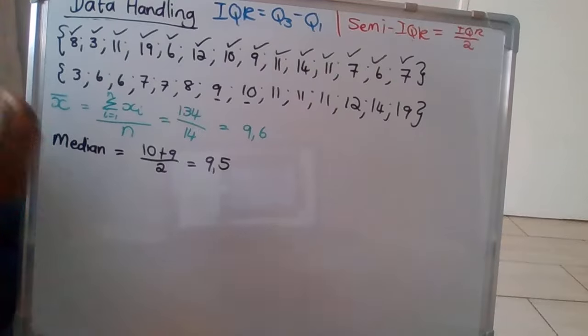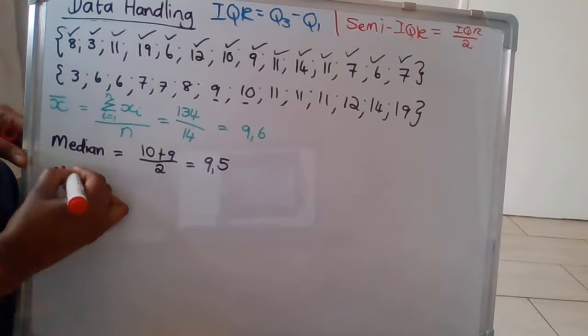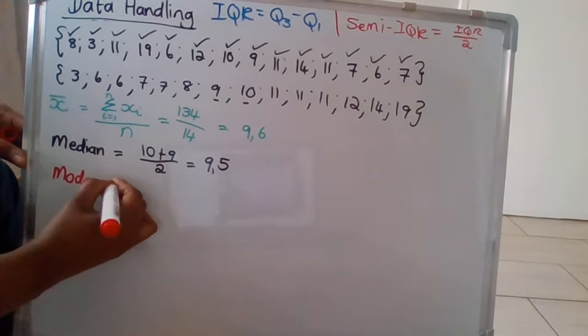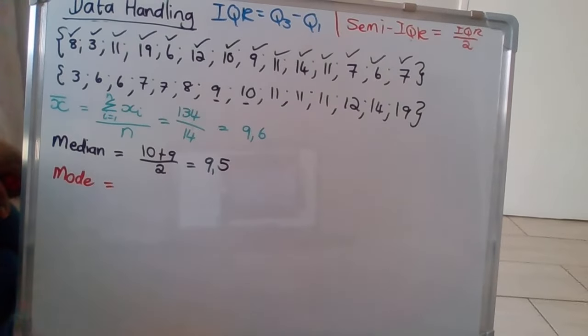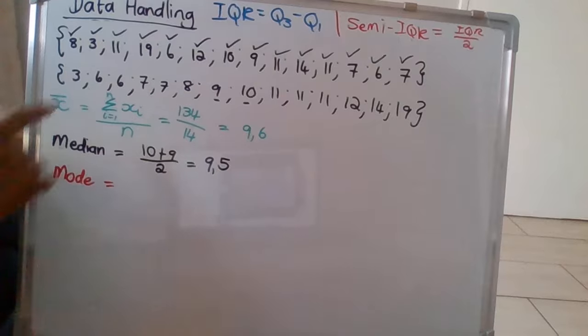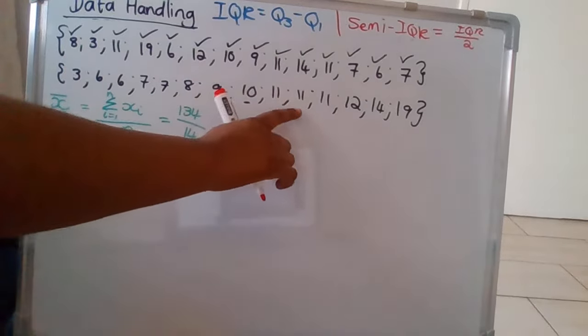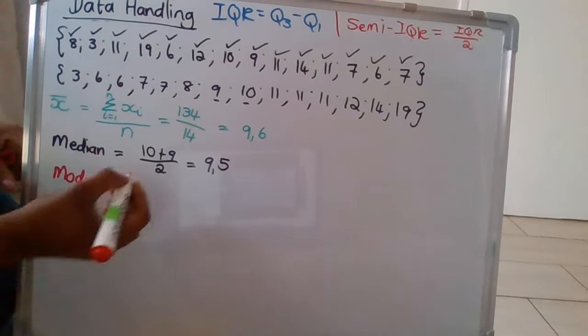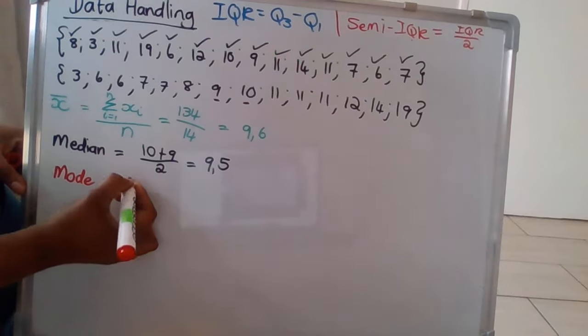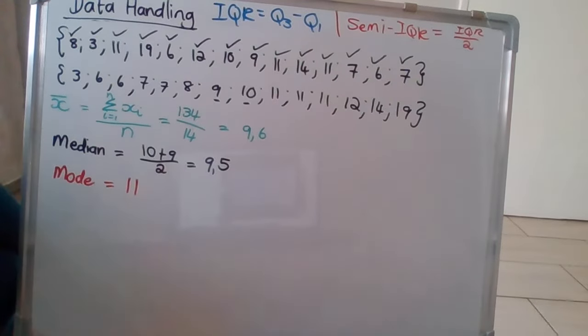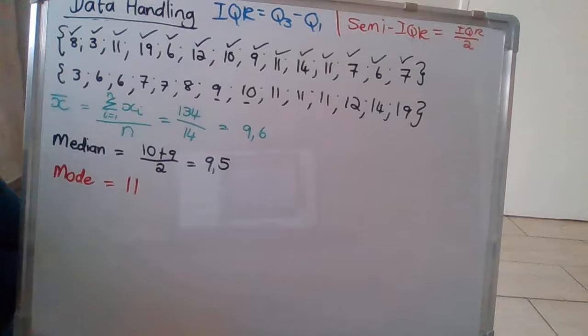Okay. Then I must find my mode. So that is the most repeated number in my data set. 6 is being repeated twice, 7 is repeated twice, but 11 is being repeated 3 times. So the one that's been repeated the most would be the number 11. Okay.